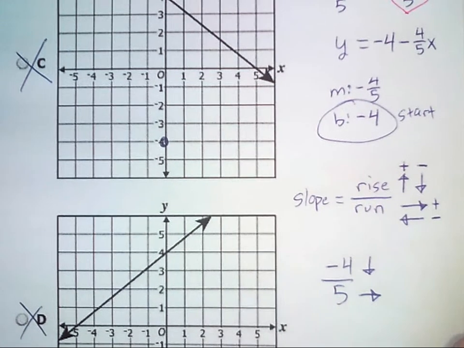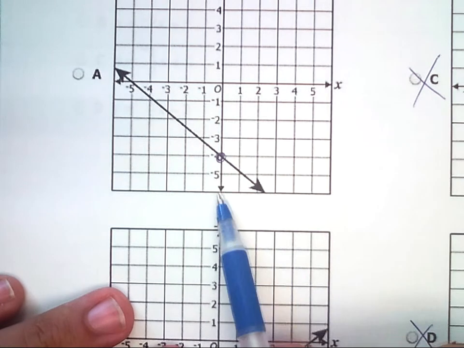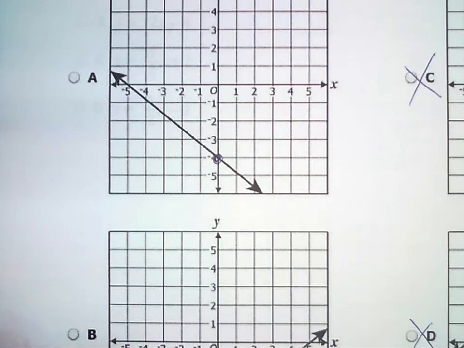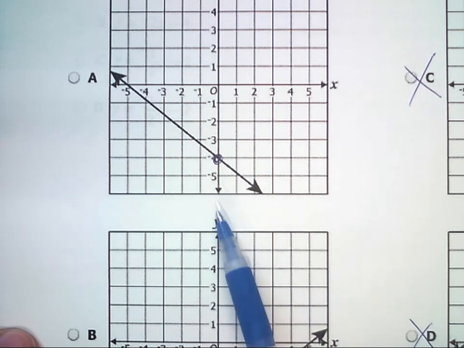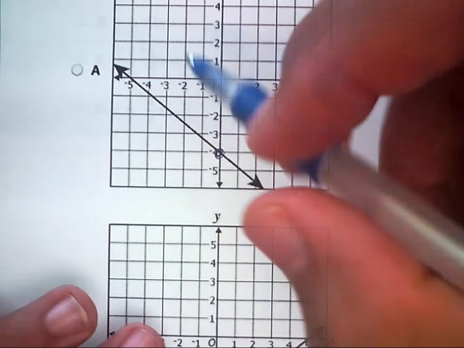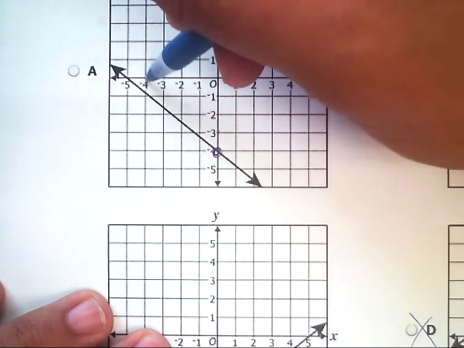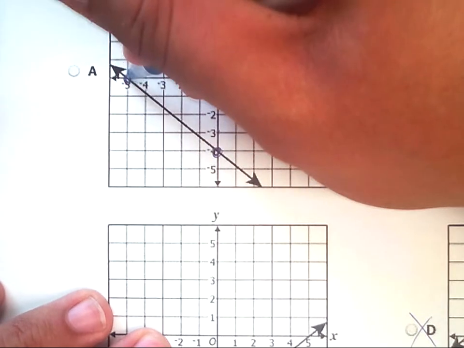So let's start with A. All right, so we would go down 4. We can't do that. Well, we actually learned this before. You can go backwards. So instead of down 4, right 5, we can go up 4, left 5. So let's do that. 1, 2, 3, 4. 1, 2, 3, 4, 5. And you can see this is still a point on the line. Well, that's because that's the answer.